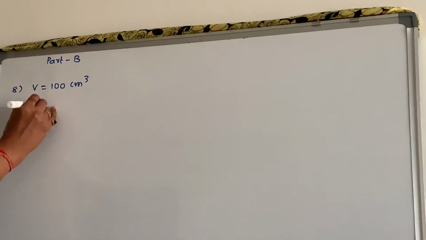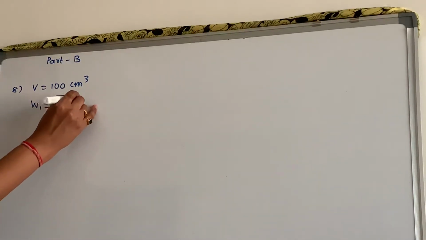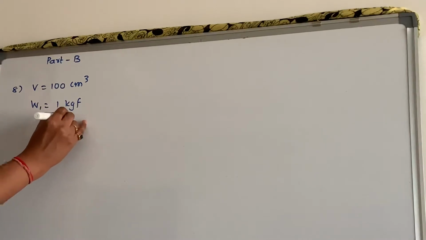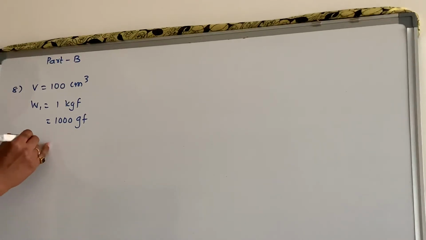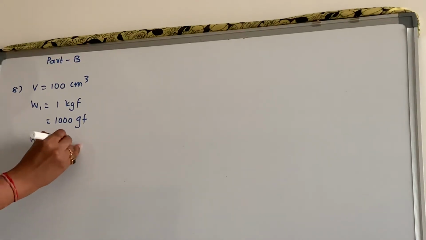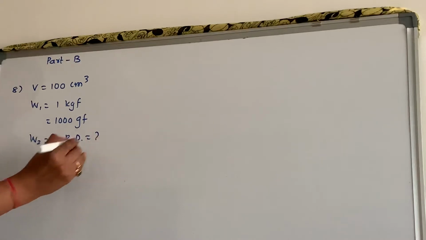Weight in air W1 is given as 1 kgf, which is equal to 1000 gf. That is weight in air. Find its weight in water and RD. W2 they want and they want RD, right?